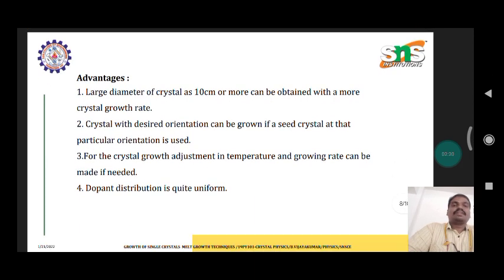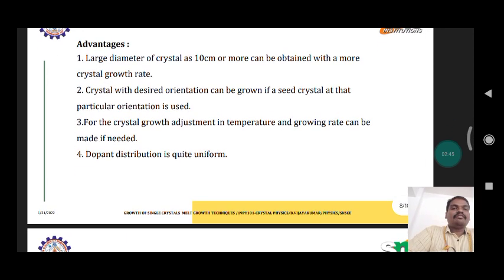Advantages of this method: a large diameter crystal of 10 cm or more can be obtained with a high crystal growth rate. A crystal with desired orientation can be grown if a seed crystal with that particular orientation is used. For the crystal growth, adjustment in temperature and growing rate can be made if needed. Dopant distribution is quite uniform.